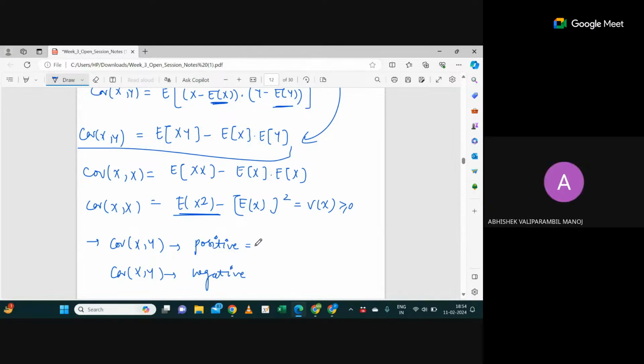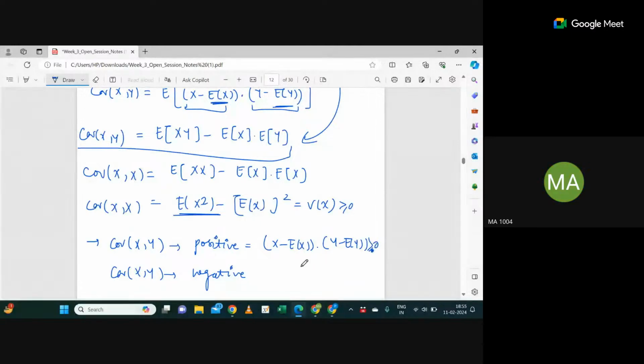X is more than y. Say as x increases, y will increase, then it is a positive correlation. Basically, covariance is the expectation of the multiplication of these two, right? So I can say (x minus expected value of x) into (y minus expected value of y) should be greater than 0. It should be positive, right?